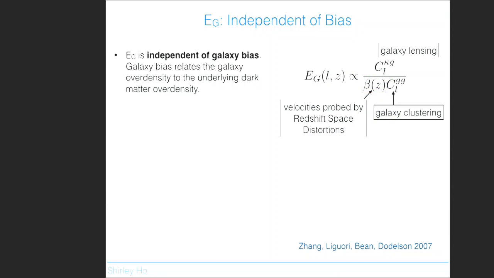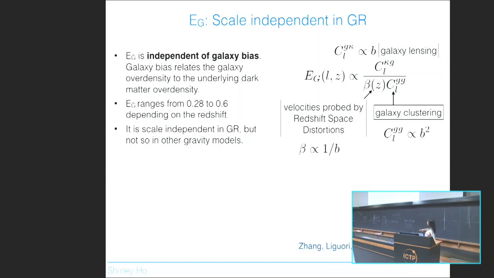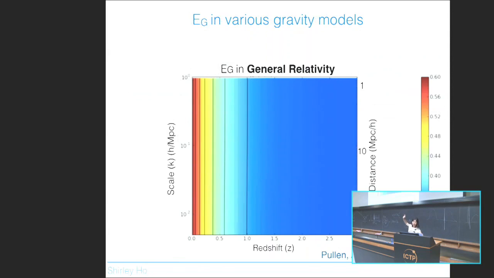So this is a quick review for people who actually have been to the first lecture. It's independent of bias, this EG. You can see that because the term on top is proportional to bias, since it's galaxy cross-correlating with gravitational lensing. In the term below, the velocity is probed by redshift space distortions, where beta is proportional to f over bias. For those who've seen this before, it's fairly easy from this morning. And then the galaxy clustering is proportional to bias squared, so they all cancel out.